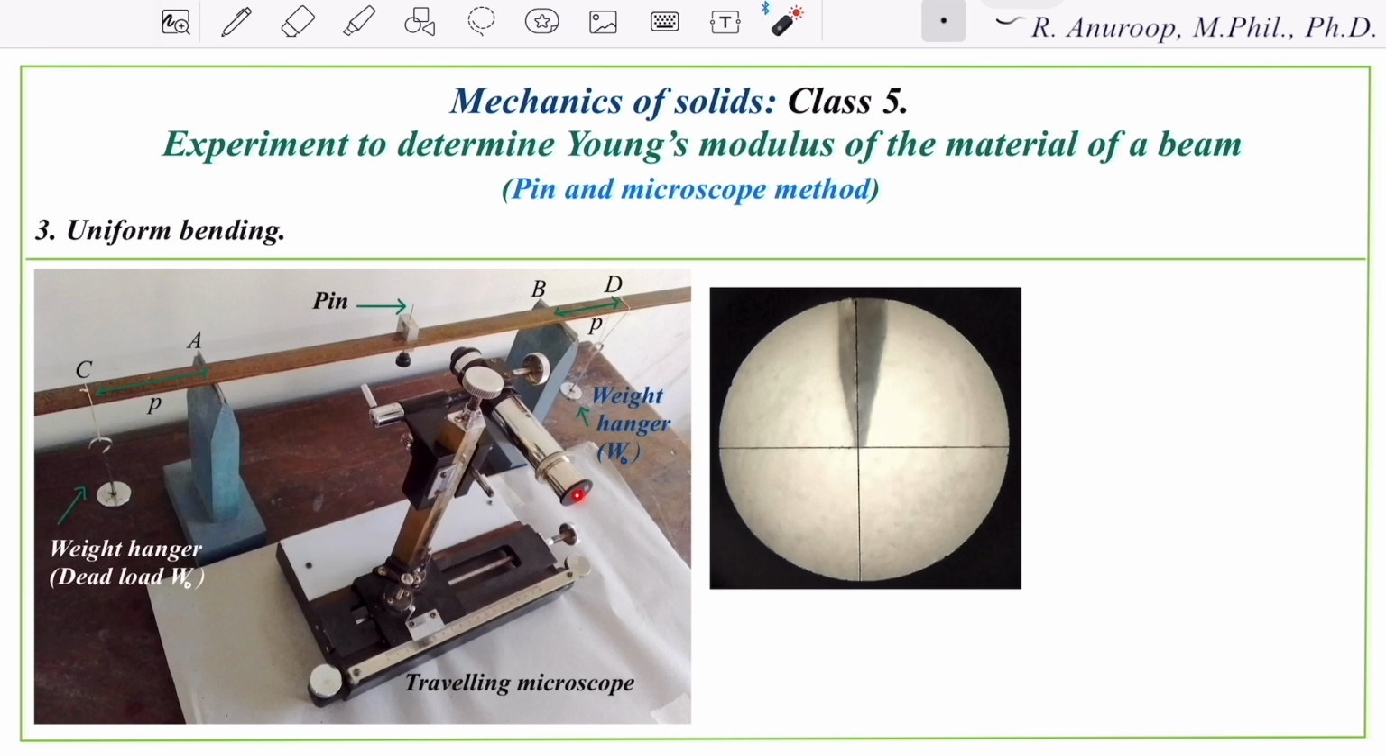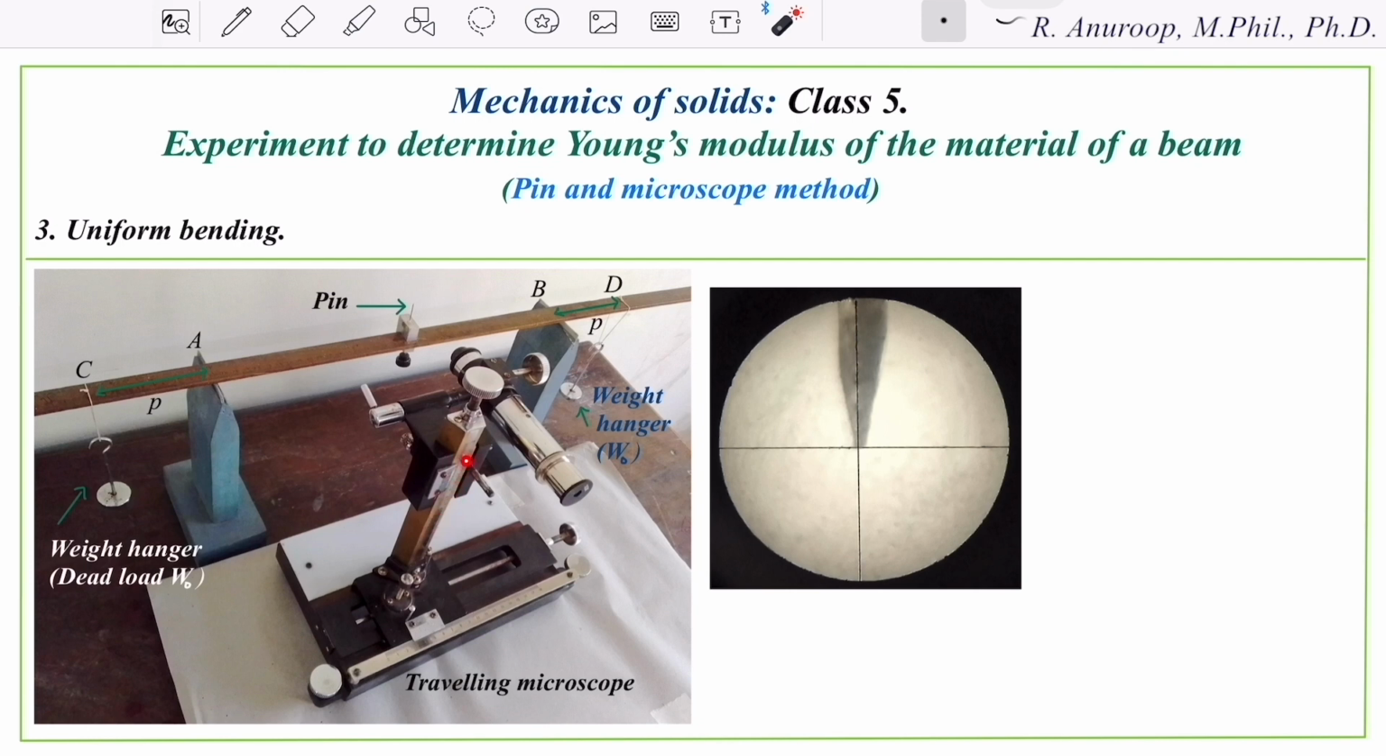There is a traveling microscope which is focused onto the tip of the pin such that the horizontal crosswire coincides with the tip of the pin. This is the horizontal crosswire, and this is the tip of the pin. The horizontal crosswire should coincide with the tip of the pin.